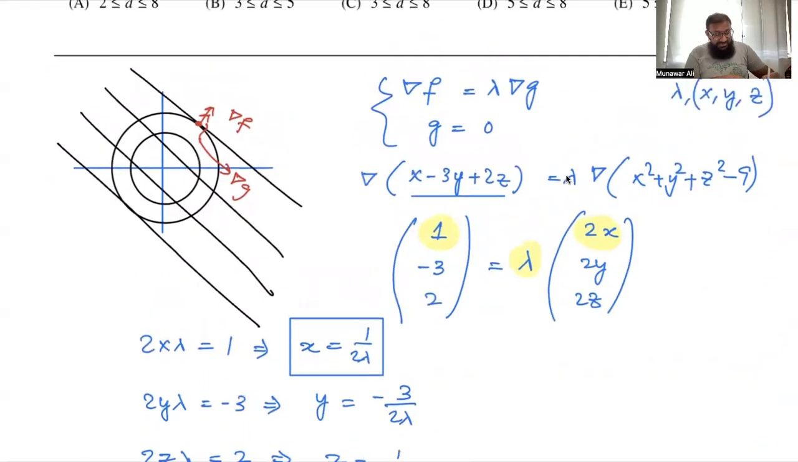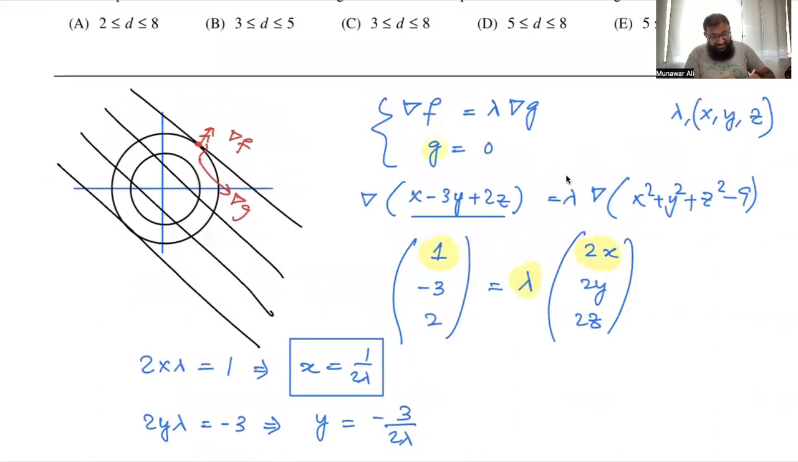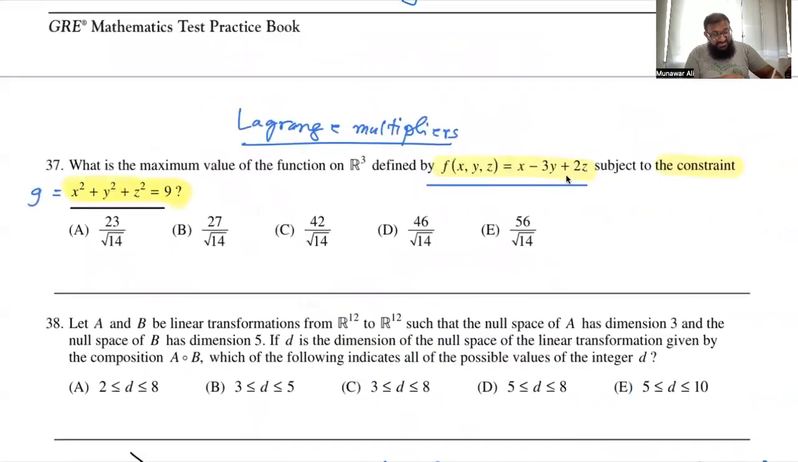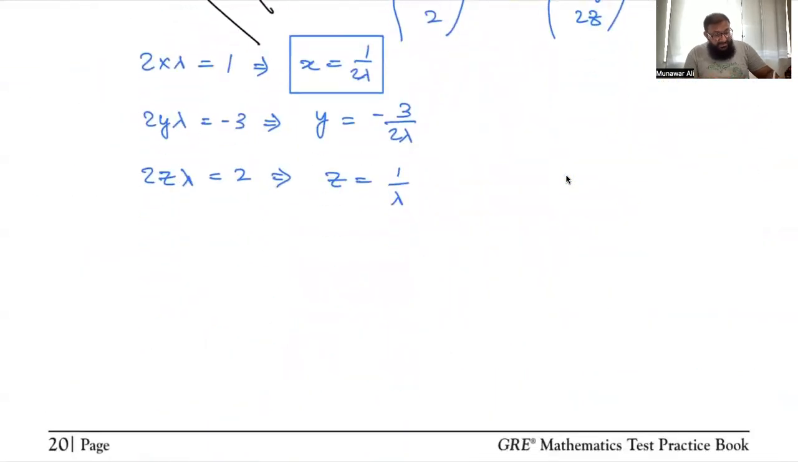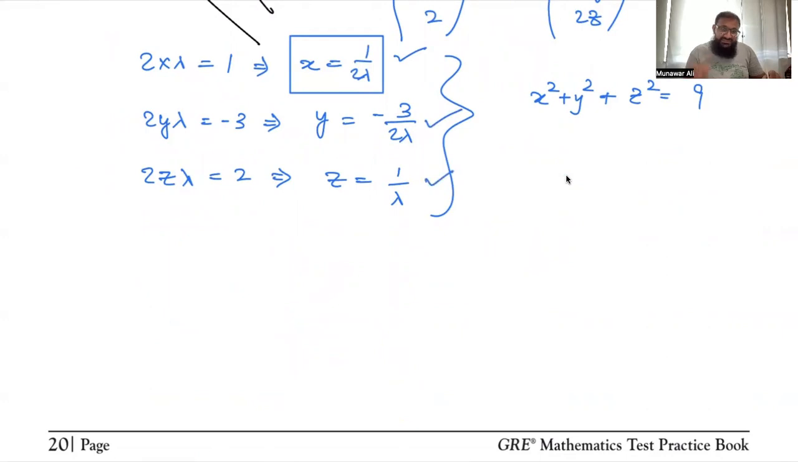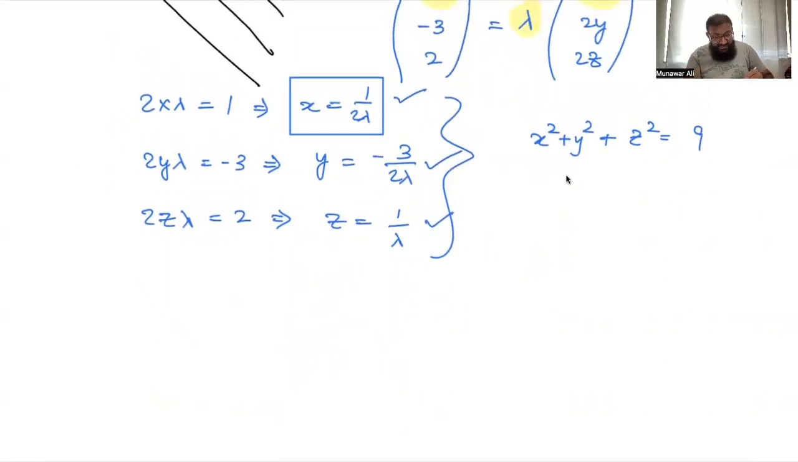So I will take all these values and substitute them in the constraint, g equals 0. So x square plus y square plus z square equals 9. The value of x is this, the value of y is this, and the value of z is this. I will just substitute and see what happens. So x is 1 over 2 lambda. When I square it, it becomes 1 over 4 lambda square. y gives 9 over 4 lambda square. z gives 1 over lambda square, equals 9.